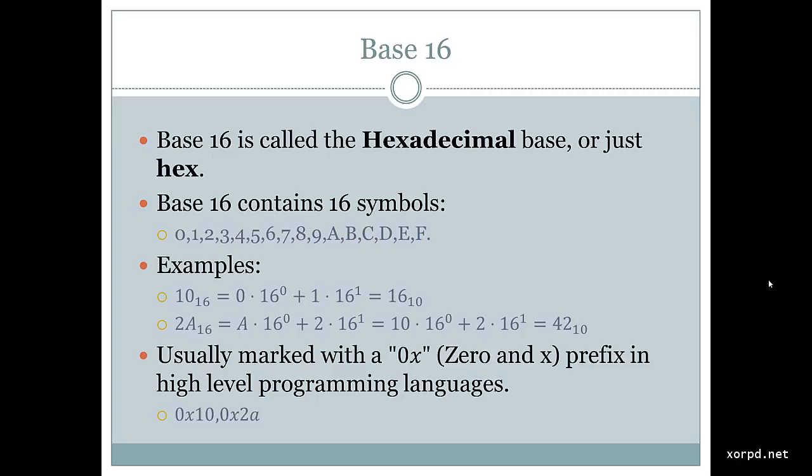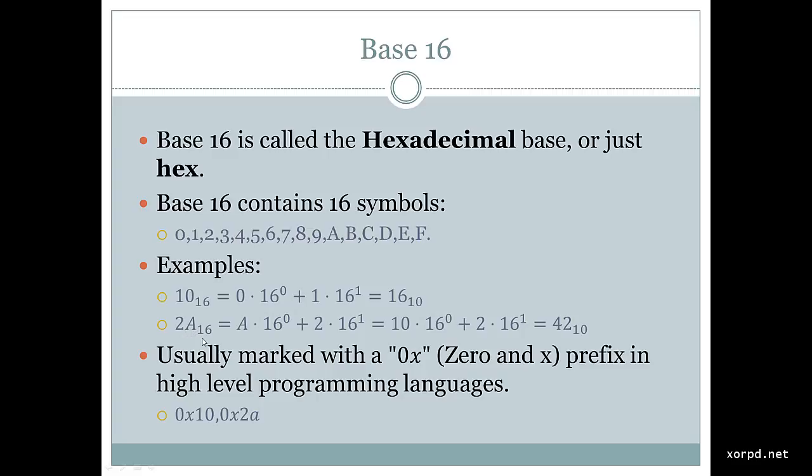The number 10 in base 16 actually means 0 times 16 to the 0 plus 1 times 16 to the first. And that equals 16 in base 10, which is not very surprising, where we could actually predict it. As usual, the first 0 here corresponds to this 0, and the 1 digit corresponds to this 1 in the calculation.